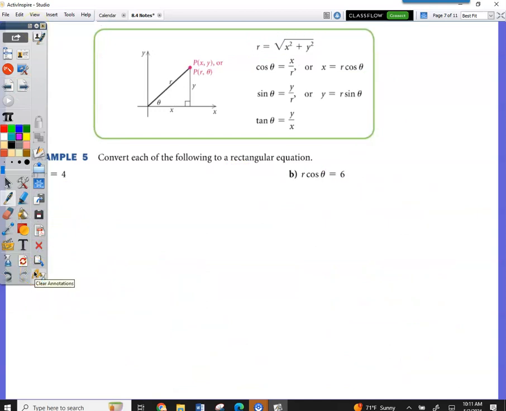Okay. Now what we're doing is we're going from rectangular to... I'm sorry. We're going from polar to rectangular. Notice it says convert to rectangular. This means your answer.